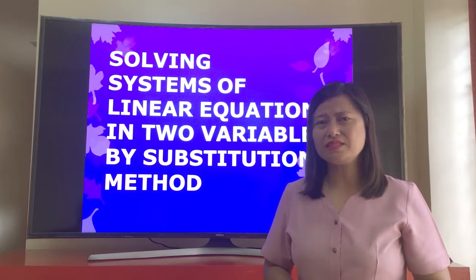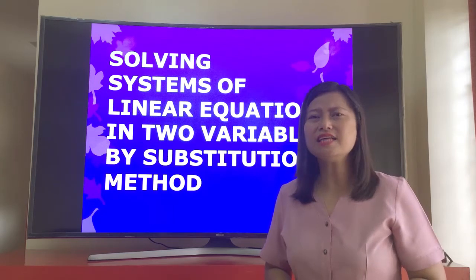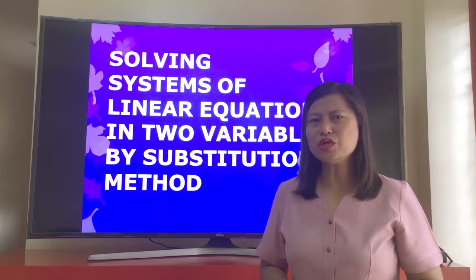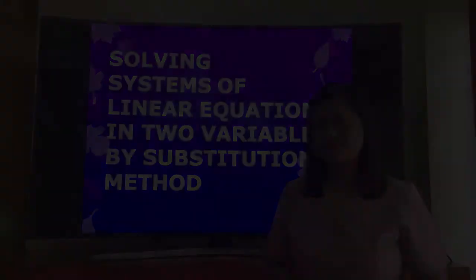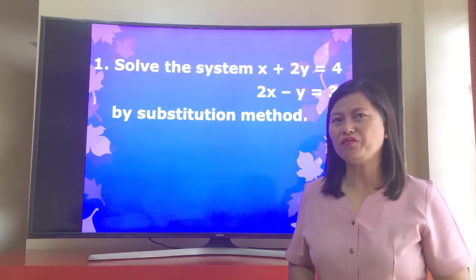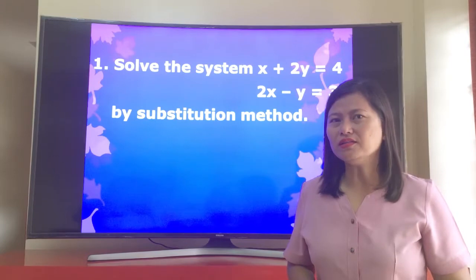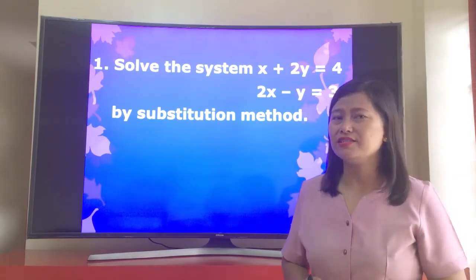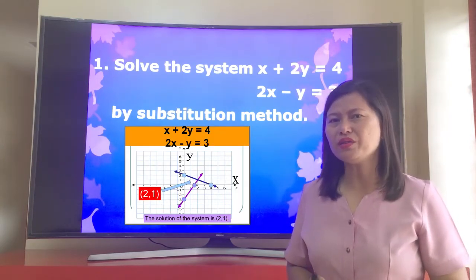Although graphing helps us to picture the solutions of systems of equations, it is not always fast or accurate in cases where solutions are not integers. We now learn other methods using algebra. Let us consider the same pair of equations we worked with in our previous topic. Recall that the solution of the system using graphing is (2, 1). This time, we will use substitution method.